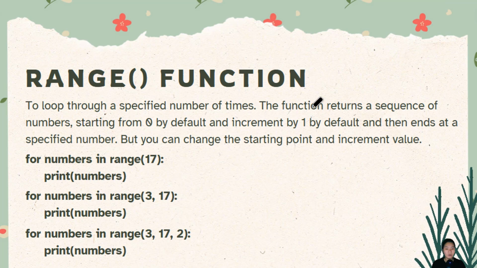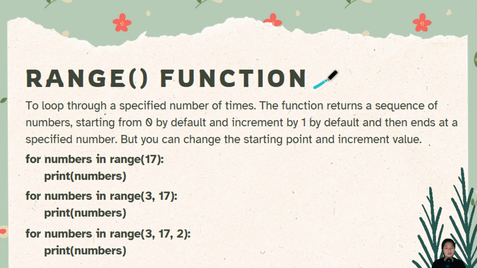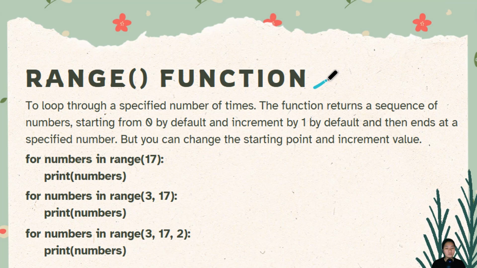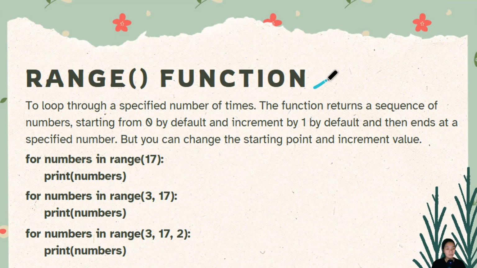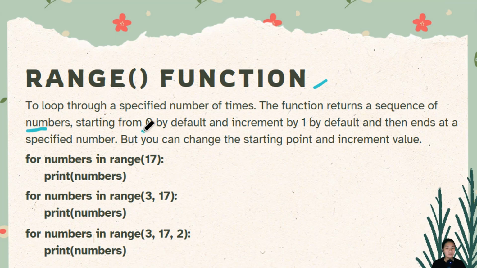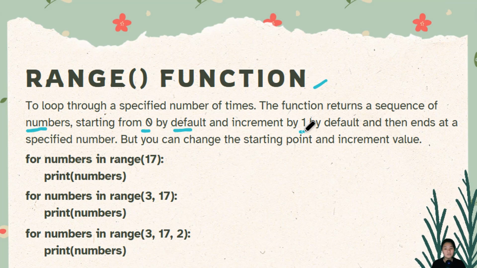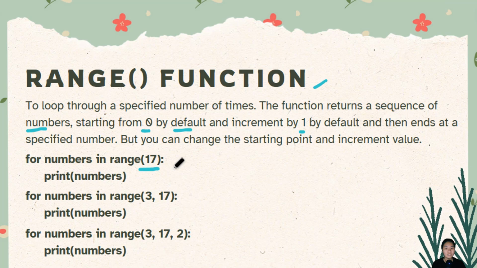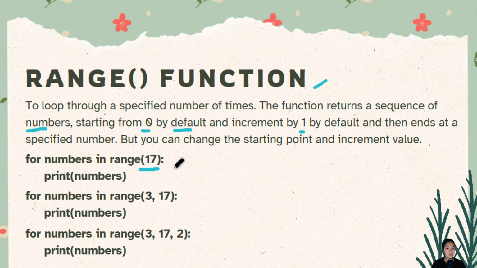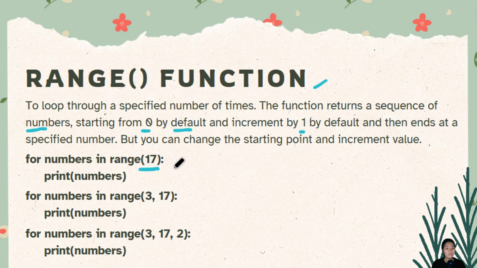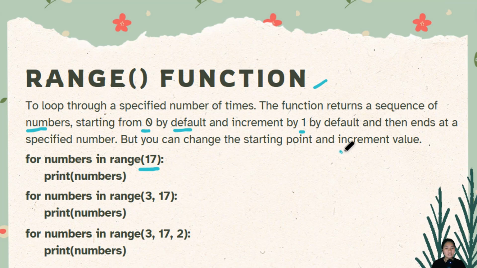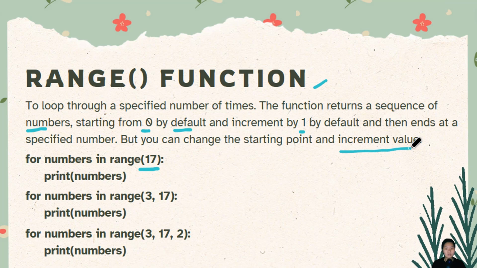Let's move on to the last part, the range function. Now, a range function is mainly used to loop through a specified number of times. It returns a sequence of numbers, right? Starting from 0, so this is default, and it increments by 1. This is also default. And then it will end at the number that you specify over here. Now, obviously, you can change the starting point so it doesn't have to start from 0. 0 is just the default if you don't specify anything. And you can also change the increment value, which I will show you in a bit.